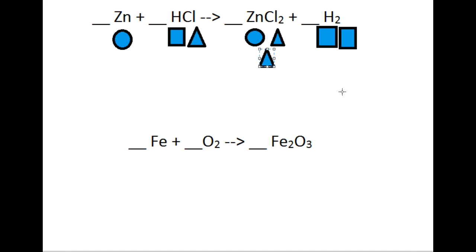So they notice they have a circle for zinc on both sides, one square of hydrogen on the reactant side, two squares for hydrogen on the product side, two triangles for chlorine on the product side, one triangle for chlorine on the reactant side. So they become aware that they're going to need another HCl.